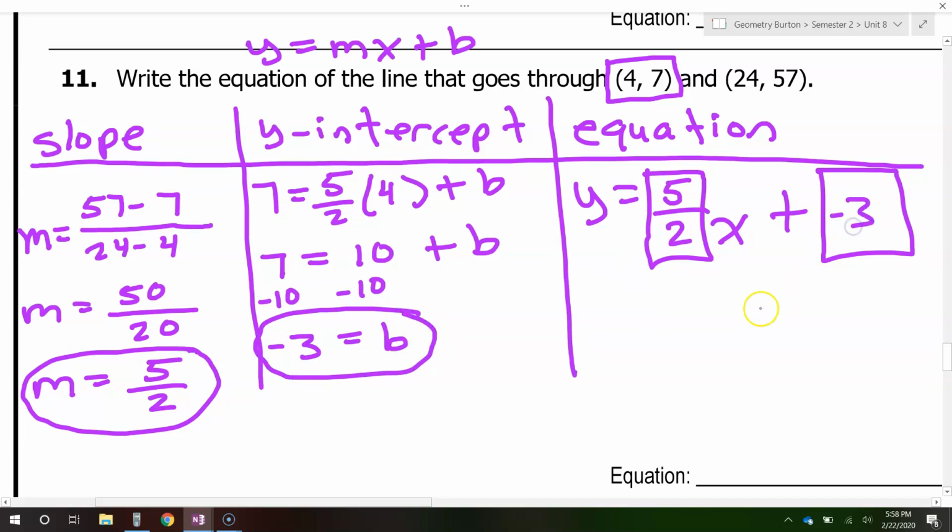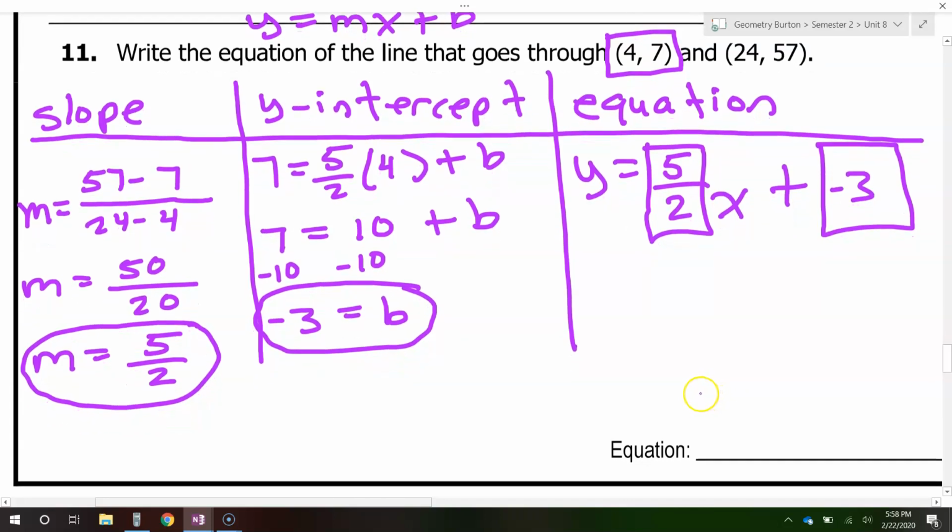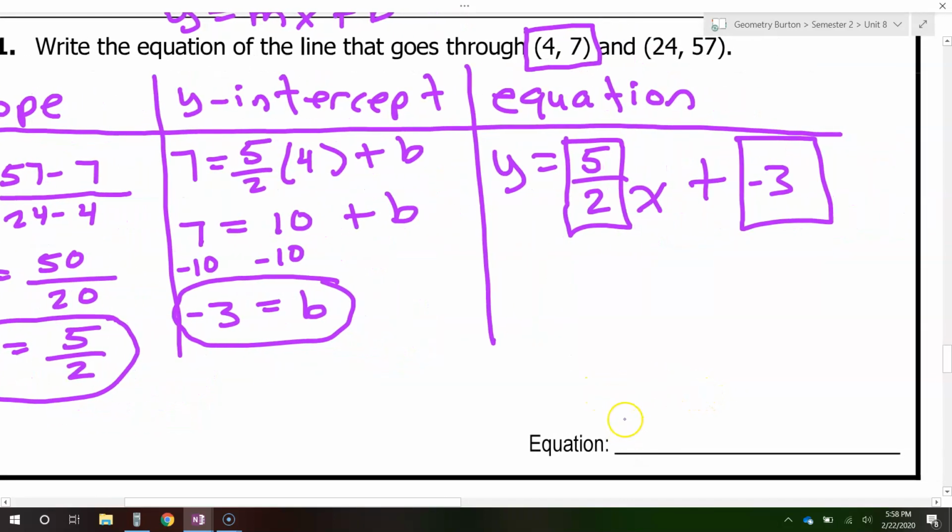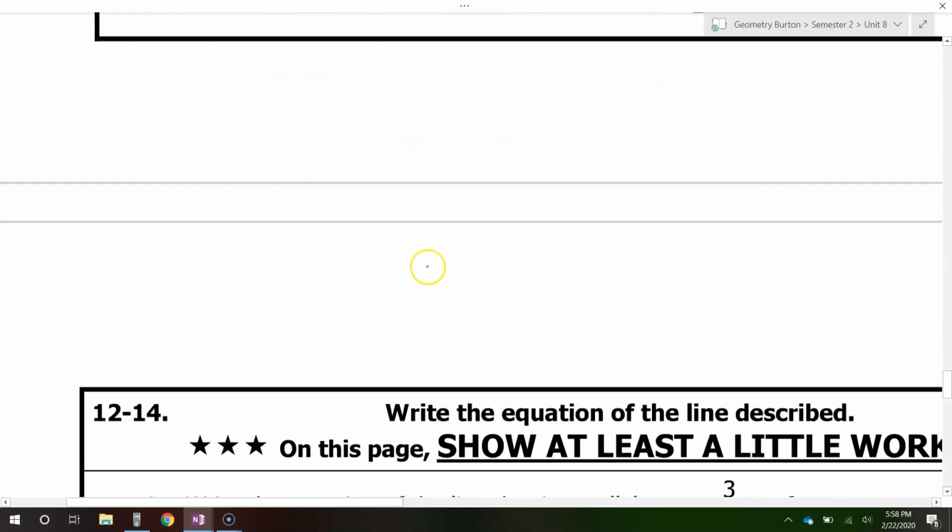So that will go here. Again, do not put plus negative as part of your answer. Please just write y equals 5 over 2 x minus 3. Don't put plus negative 3.